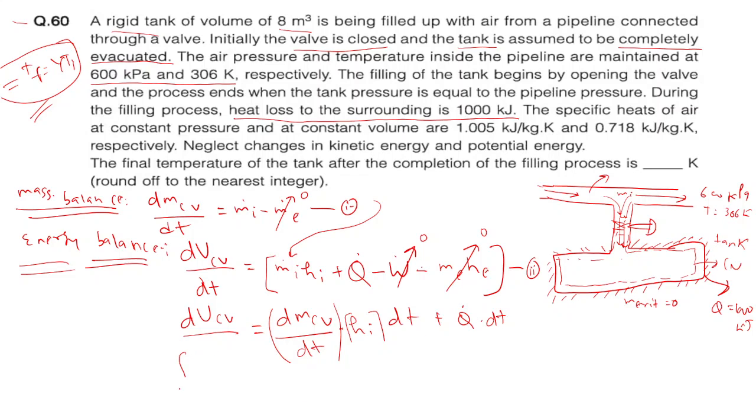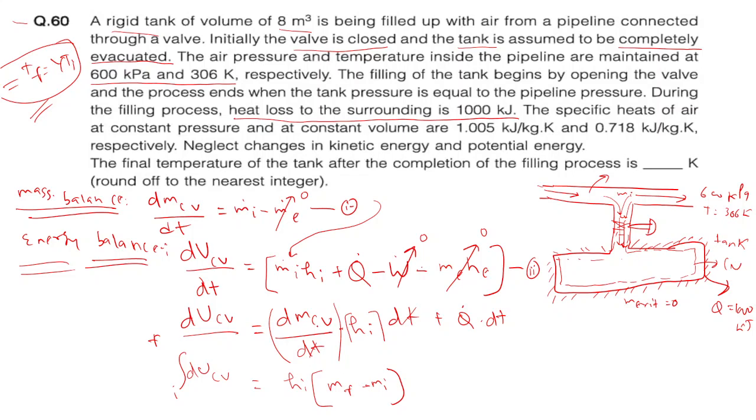So now integrate that part, you see, dCV from initial to final, and here dt will get cancelled, and hi is constant, and change in mass in the control volume. So change in mass in the control volume, initially what would be the mf minus mi? What is mi?